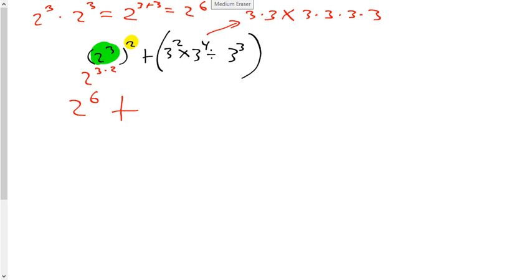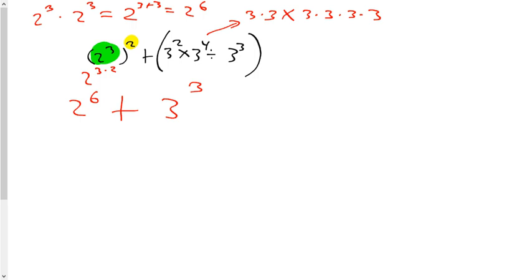So 3 to the power of 2 times 3 to the power of 4 is 3 to the power of 6, divided by 3 cubed. Jack, what is your rule for dividing powers that have the same base to different exponents? What do you do? You keep the base and do what to the exponents? Correct. So therefore, as a final power, it would be 3 to the power of 3.